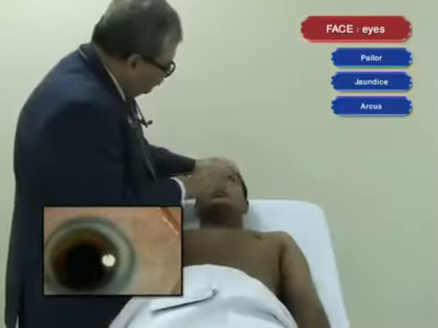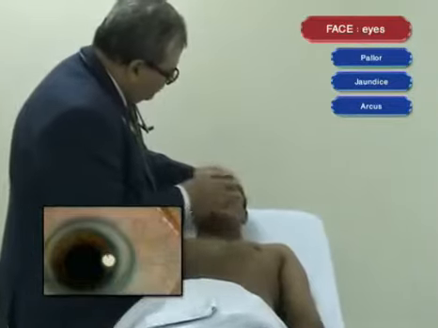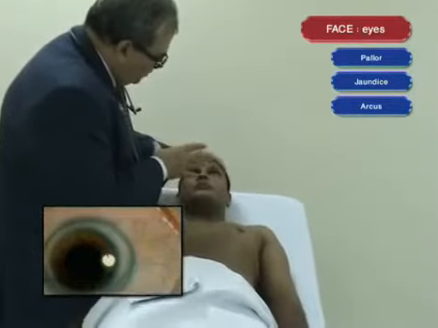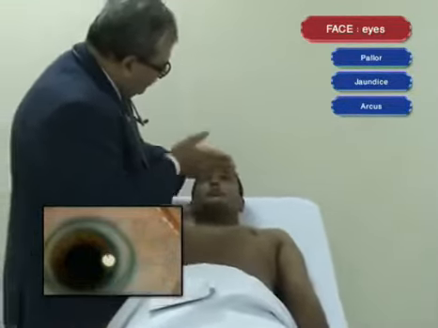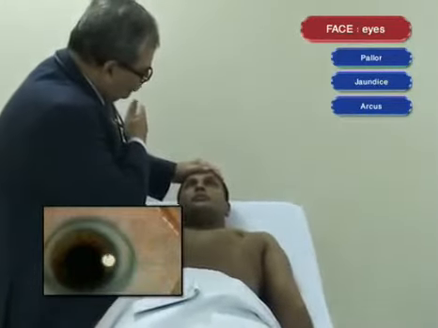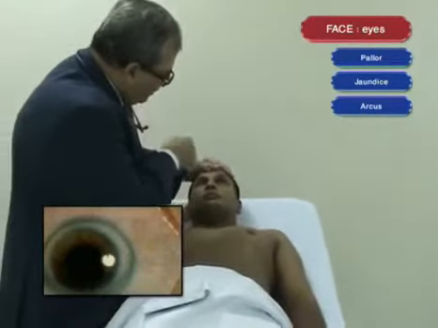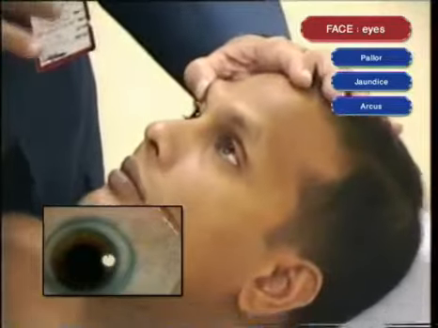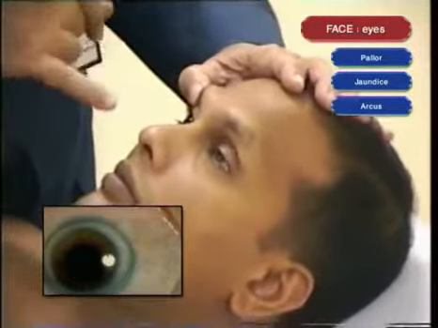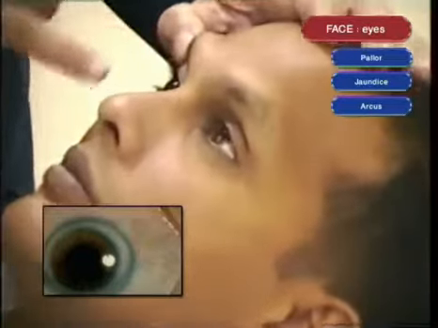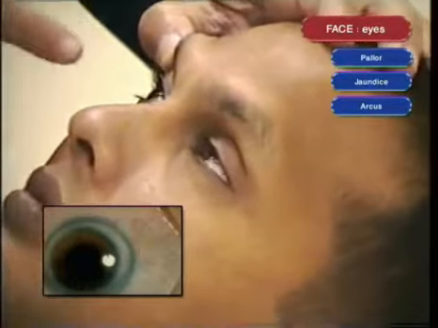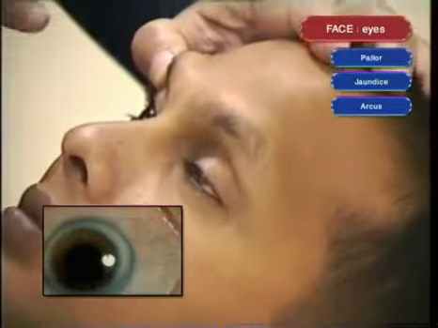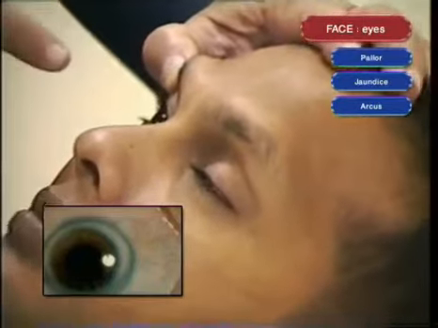Arcus cornealis, we keep it for younger age group, younger than 50 years or younger than 60 years, and we keep arcus senilis for elderly age group when they are above 60 years. And by arcus, we mean a lipid deposition, grayish or a bit yellowish lipid deposition around the cornea of the patient. So here it is negative for arcus, but in many patients with dyslipidemia, you may appreciate this arcus.